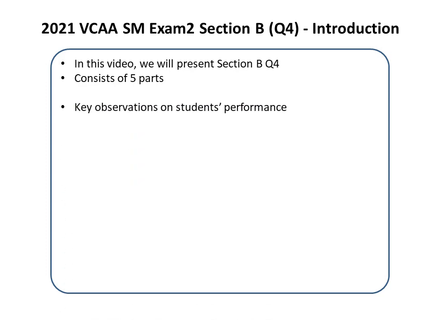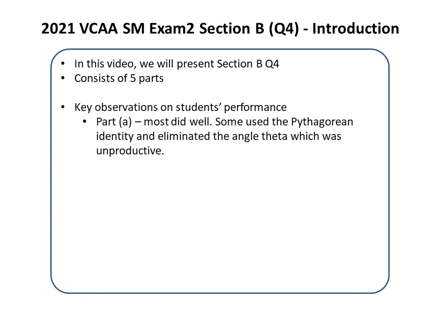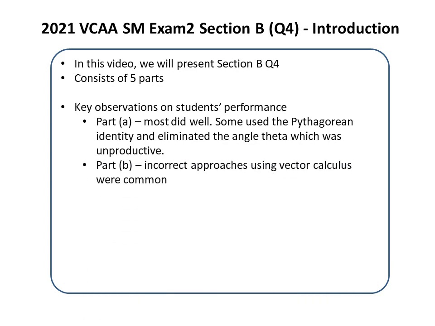Most students did well in part A. However, some students used the Pythagorean identity and eliminated the angle theta, which was an unproductive approach. Incorrect approaches using vector calculus were frequently seen in Part B.